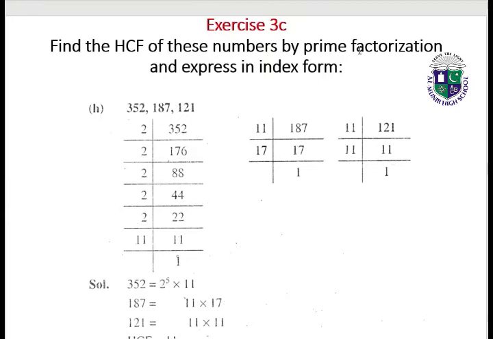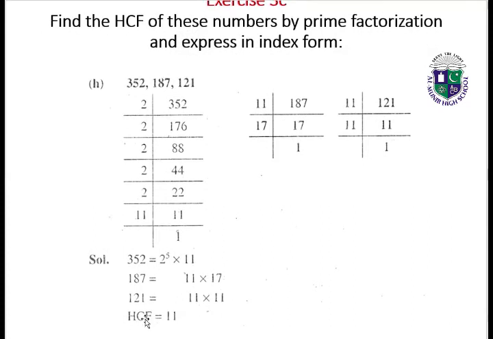Find the HCF of these numbers by prime factorization and express in index form: 352, 187 and 121. 352 is 2 power 5 multiplied by 11, 187 is 11 multiplied by 17, 121 is 11 multiplied by 11. Highest common factor is 11.